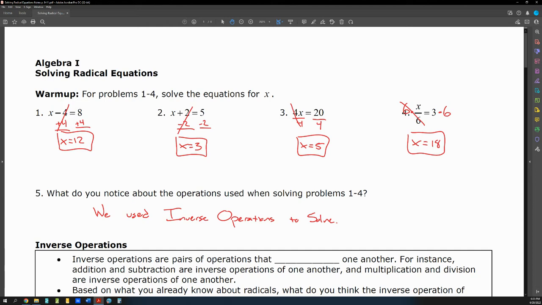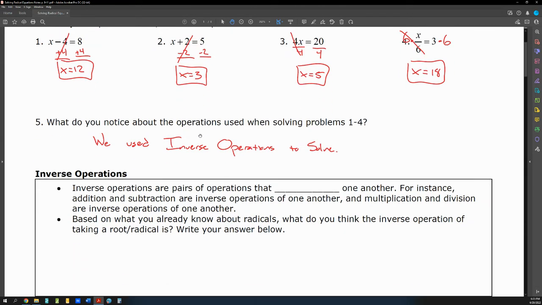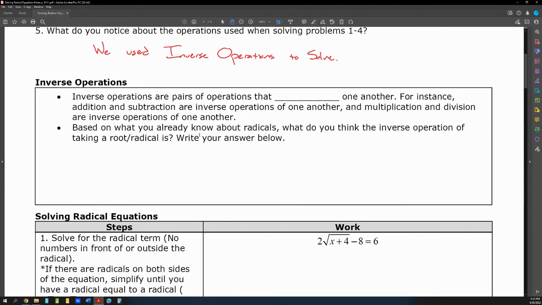And that's always going to be true for any algebraic equations. We're going to use inverse operations to solve. So if we're solving radical equations, you bet that we're going to be using the inverse operation to radicals. All right? As a refresher, inverse operations are pairs of operations that undo one another. So for instance, addition and subtraction are inverse operations of one another, and multiplication and division are inverse operations of one another. Can you think of any other pairs of inverse operations?